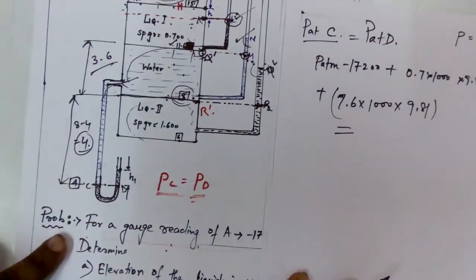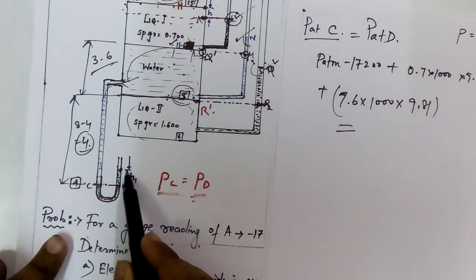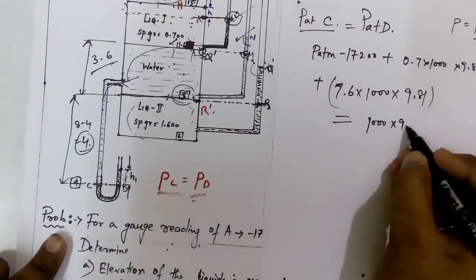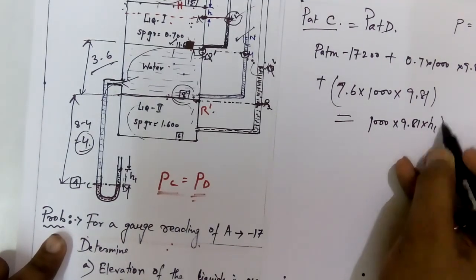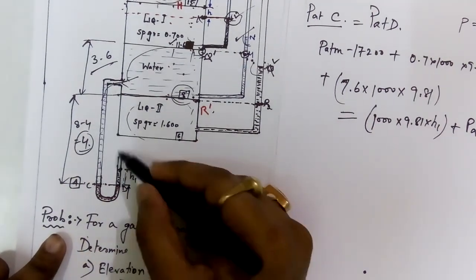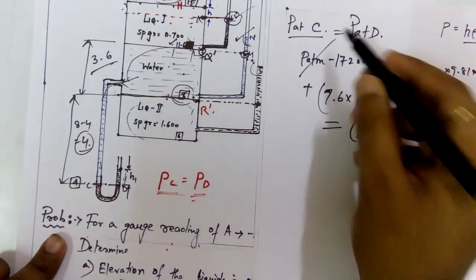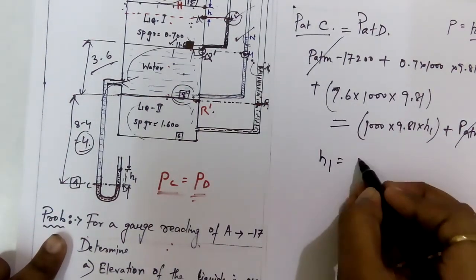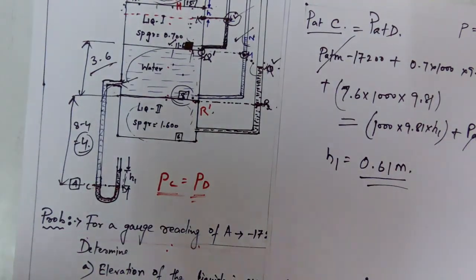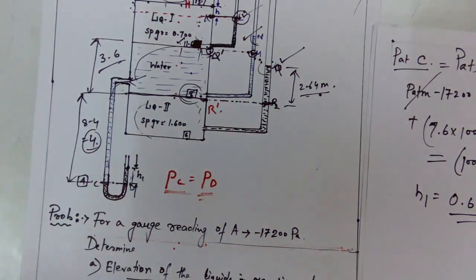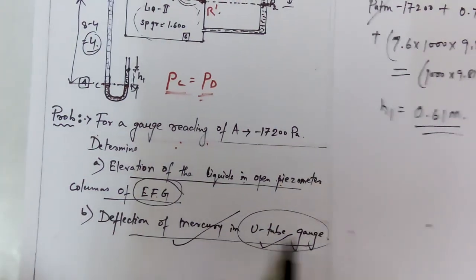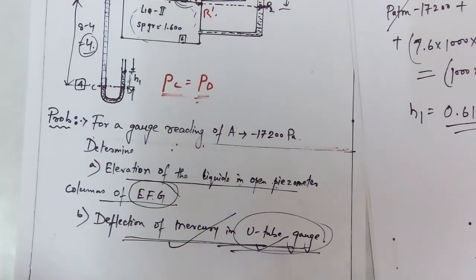What is the pressure at D? See here, pressure at D is due to this liquid column, this is water only, so 1000 into 9.81 into H1, plus there is some atmospheric pressure, P atm, because this is open to the atmosphere, it cancels out. So from this you will find H1 as 0.61 meters. So the deflection of the mercury in this U-tube gauge is 0.61 meters. This is the thing that you need to find out in the question.